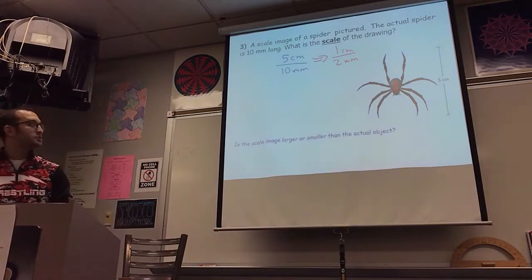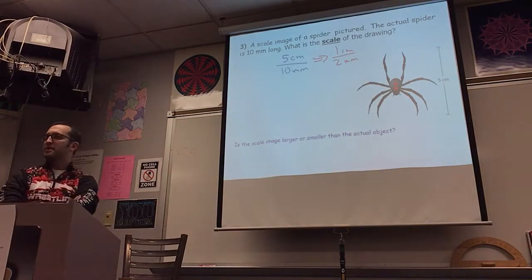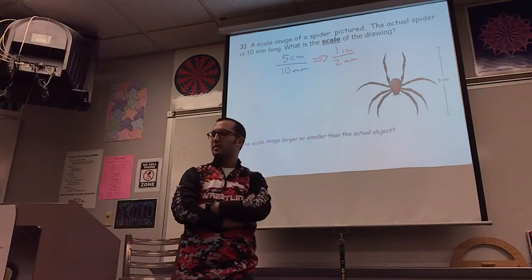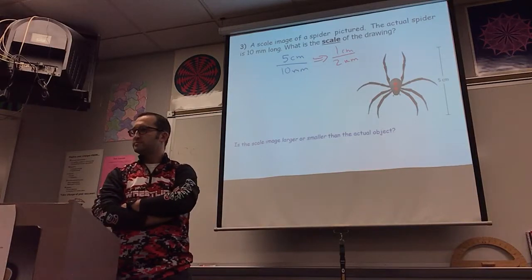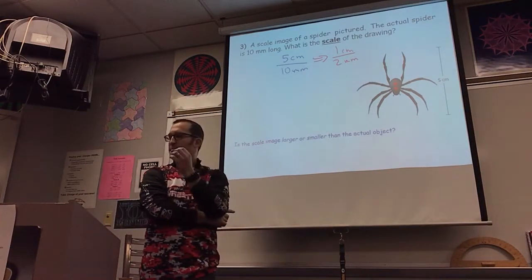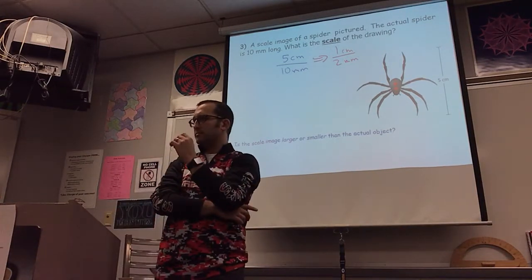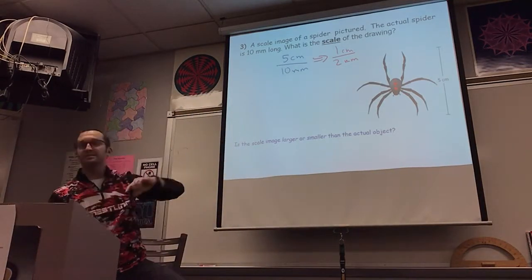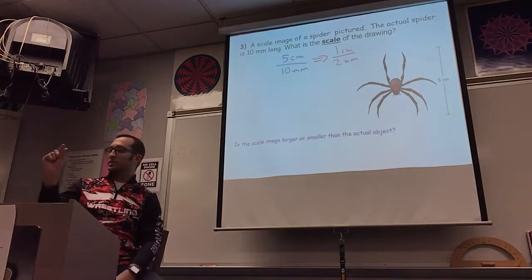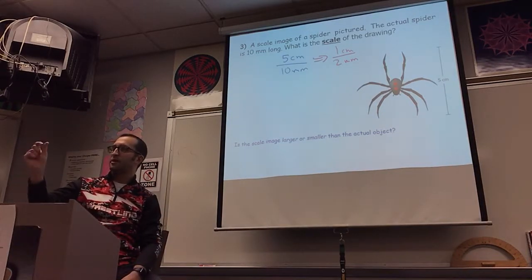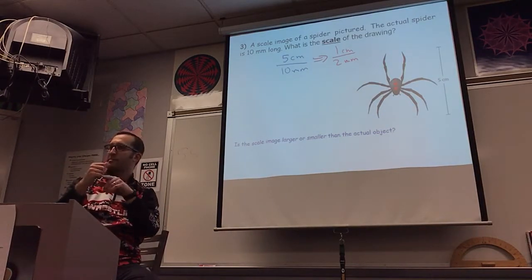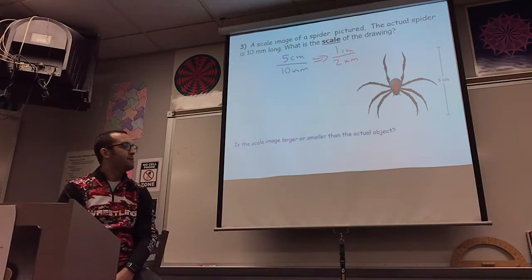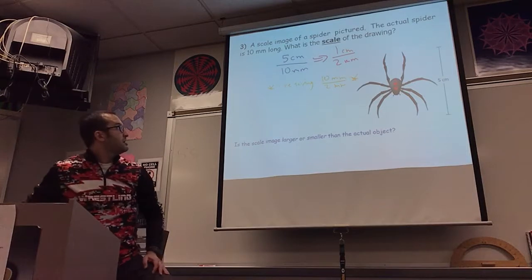So is the scale image larger or smaller than the actual object? Larger. Why? Because in the picture it's 5 centimeters, but in real life it's 10 millimeters, so 10 millimeters is smaller than 5 centimeters. Exactly. And when you look at the scale, 1 centimeter is larger than 2 millimeters. 1 centimeter is that big, 2 millimeters is very small. 2 millimeters is how much I cut off my thumb when I sliced it through. So it would be larger in this case.